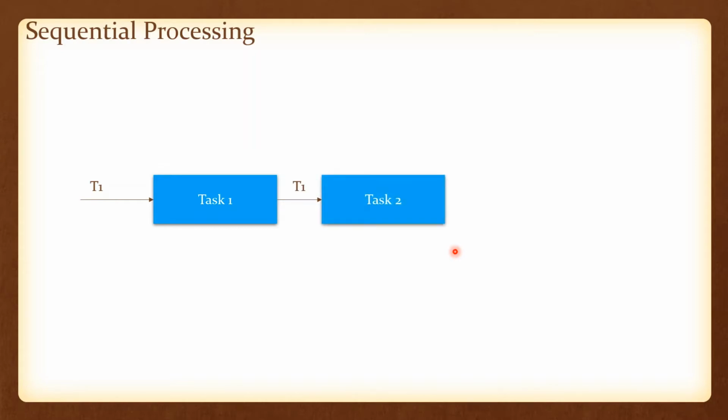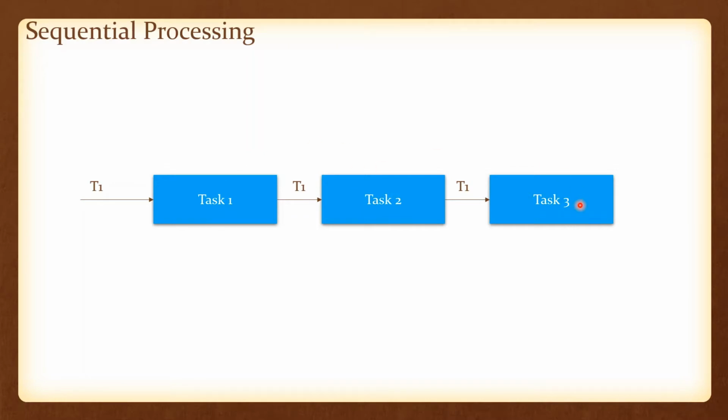Let's first start with sequential processing. We have a thread T1 which starts a task 1. Then the output of task 1 is fed to perform task 2, which means that task 2 depends on task 1, and the output of task 2 is provided to task 3, which again means task 3 is dependent on the output of 2 and 1. Now this looks good. It's sequential, one after the other.